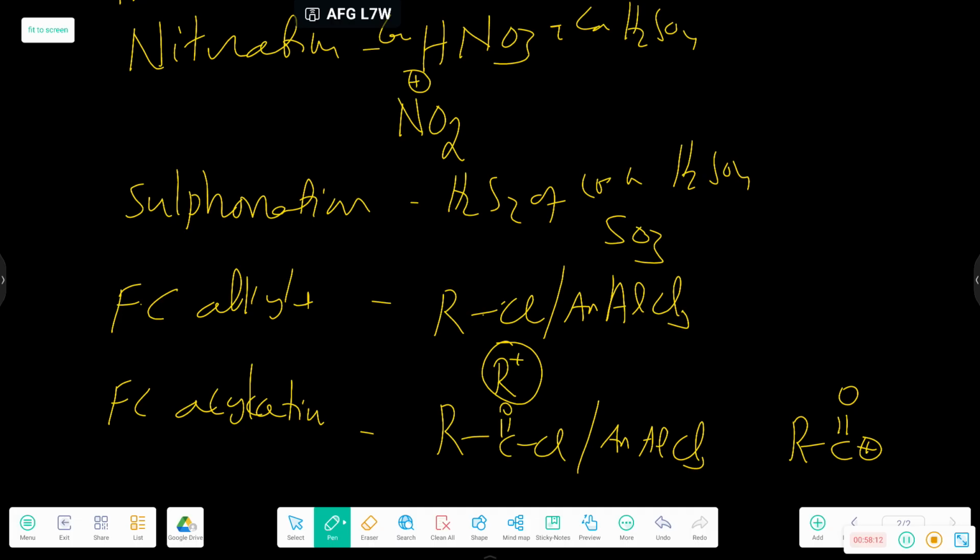Name, reagent, what is forming? In nitration, nitrobenzene forms. In halogenation, chlorobenzene or bromobenzene will form. In sulfonation, benzene sulfonic acid is forming. In alkylation, alkylbenzene will form. In acylation, acylbenzene forms, which means a ketone will form. You see here how the ketone will form.